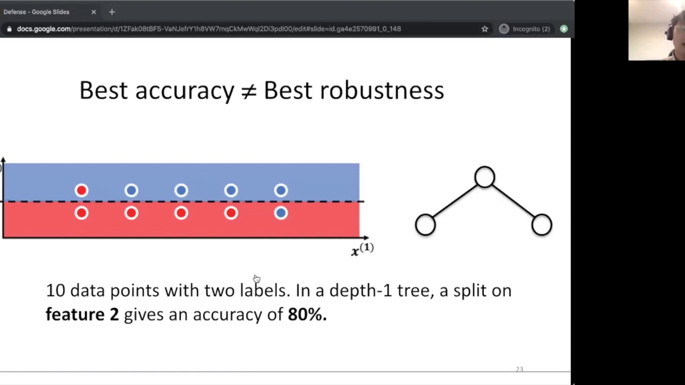Let's say we are only allowed to build a depth 1 tree, so just one single split to classify these examples. As the root node of this tree, we're only making 1 split in the root. Our best split for accuracy is actually going to be to split the data points using feature x2. In this way, we'll get 80% accuracy for those 10 points.